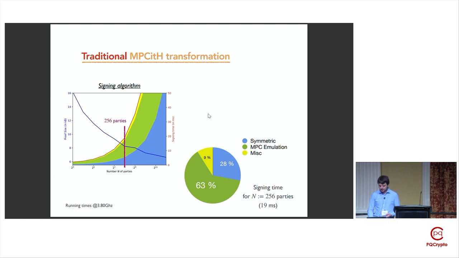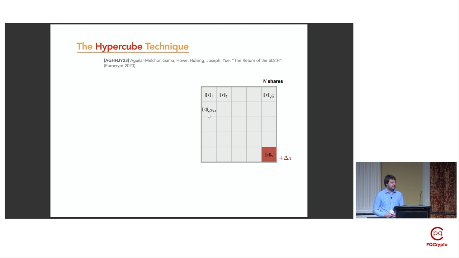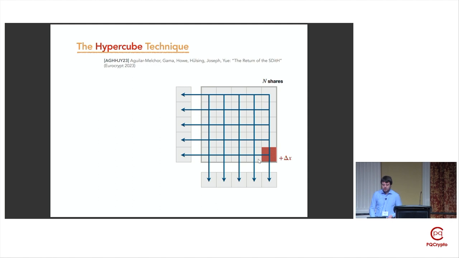But in the last year, there were two new works which decrease this bottleneck, which remove this bottleneck. The first one is the hypercube technique presented at Eurocrypt this year. The idea is the following one. We have our N shares, and we will organize them in a square. So the edge of the square will be of square root of N. What we will do is we will sum all the rows and all the columns.